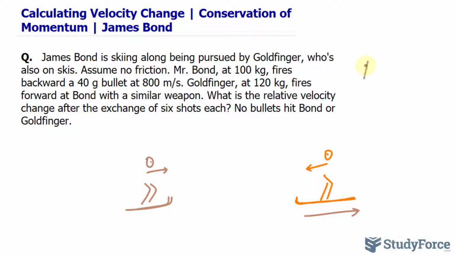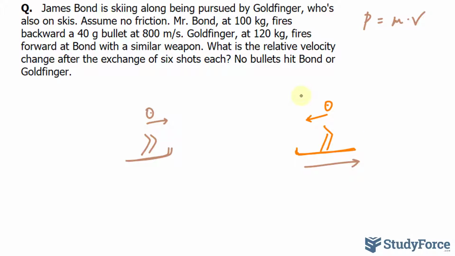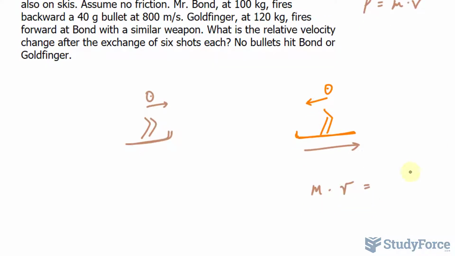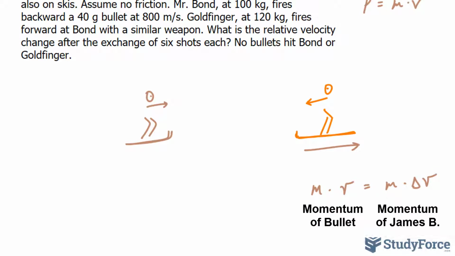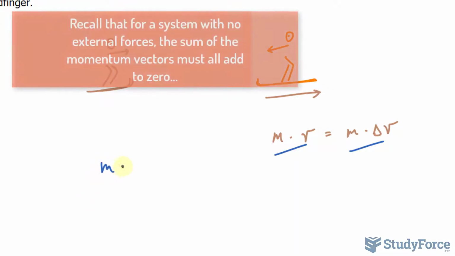First of all, that formula is P for momentum is equal to the mass times velocity. So let's find out the momentum change whenever James Bond shoots. We can say that the mass times the velocity of the bullet is equal to mass times the change in velocity for James Bond. Another way to look at it is that this plus this should equal 0. Let me show you. mv plus mv should equal 0.